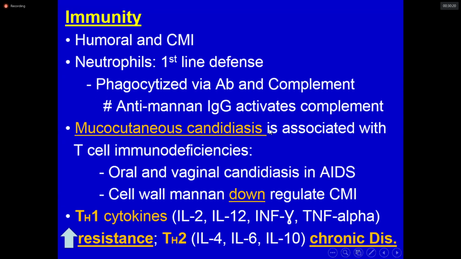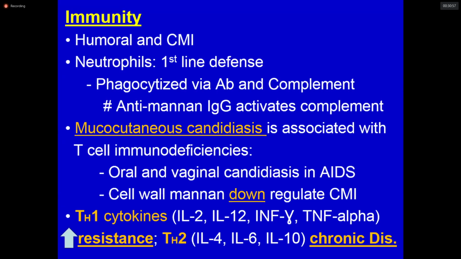Mucocutaneous candidiasis is associated usually with T-cell immune deficiency. Oral and vaginal candidiasis are common in AIDS. The cell wall menin can down regulate the cell-mediated immunity, suppress cell-mediated immunity, the menin part of the Candida albicans.